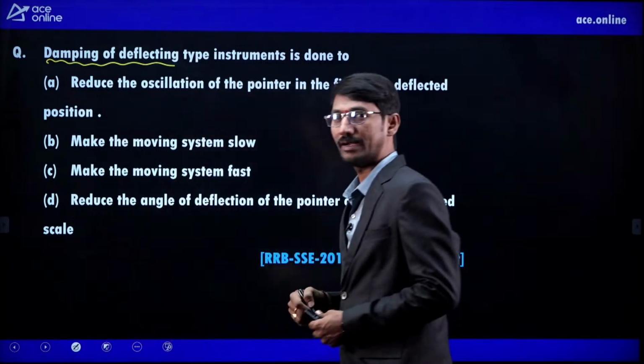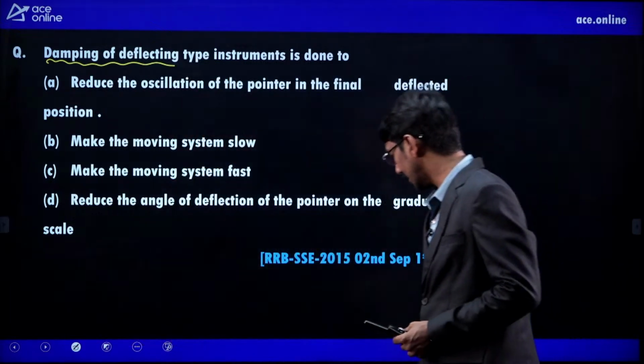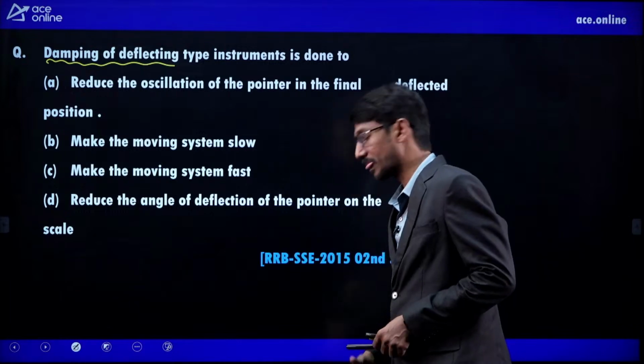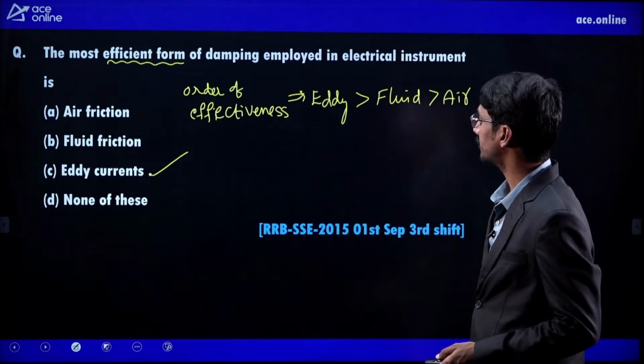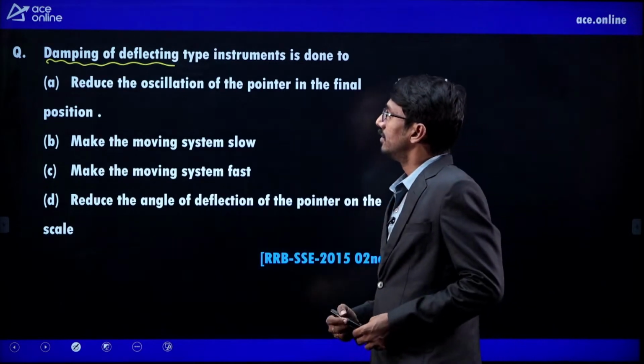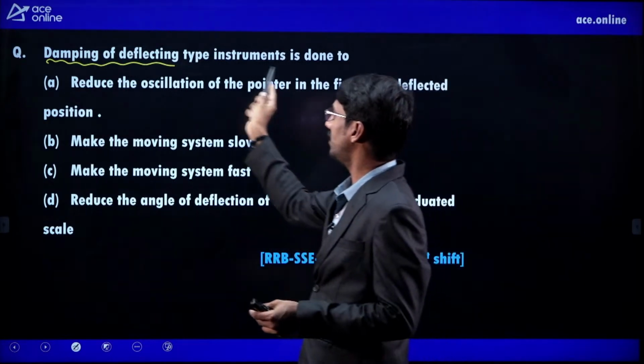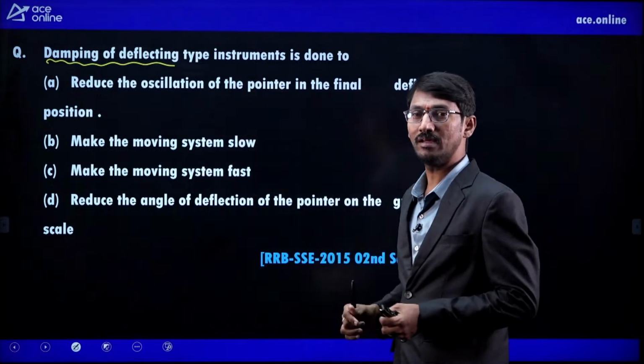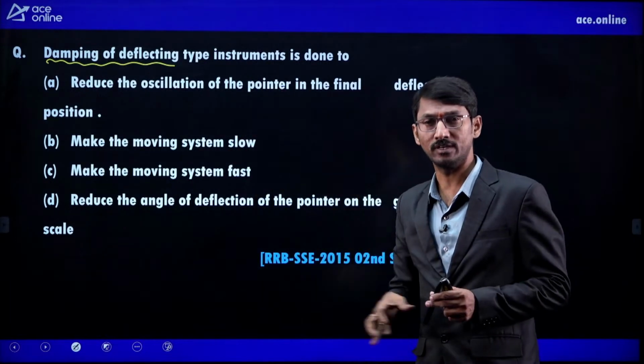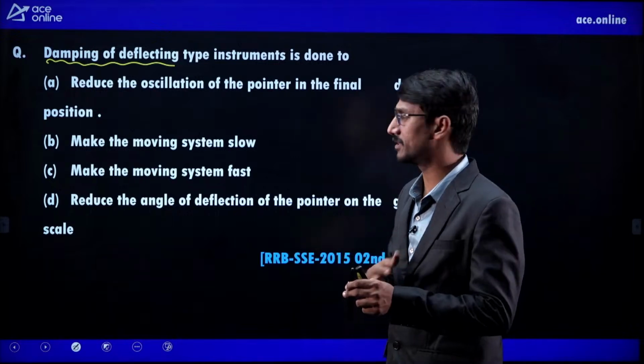Right. Next one. Damping of deflecting type instrument is done to, why are we providing damping torque? Take 30 seconds of time and answer. Why we are providing the damping torque in the corresponding deflecting type of instrument, that is the indicating instrument. Tell me.